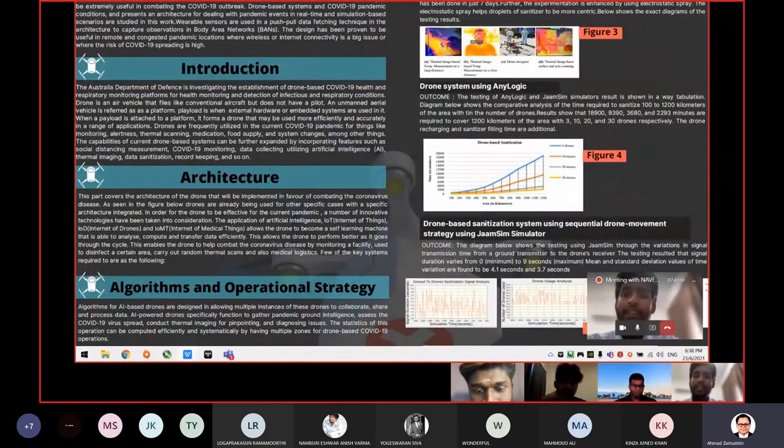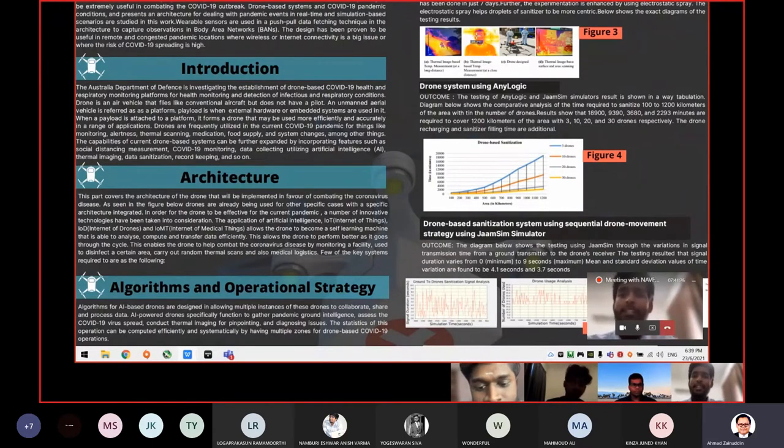A drone is an air vehicle that flies like conventional aircraft but does not have a pilot. An unmanned aerial vehicle is referred to as a platform. Payload is external hardware or an embedded system that is added to it. When a payload is attached to the platform, it forms a drone that may be used more effectively and accurately in a range of applications.